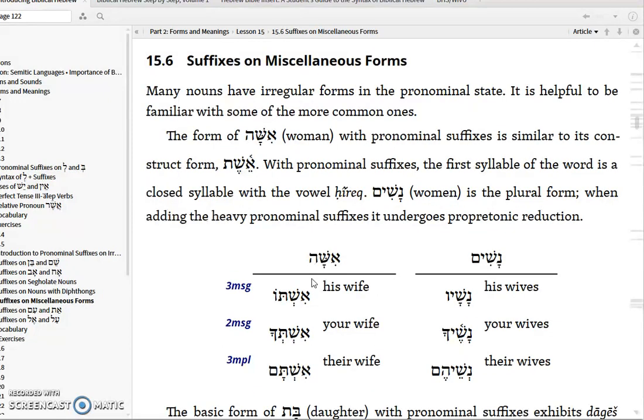And when you make it his woman, you'll take isha, you'll add the suffix at the end, but then the kamats will reduce to shava, and when that happens, it loses its gemination.